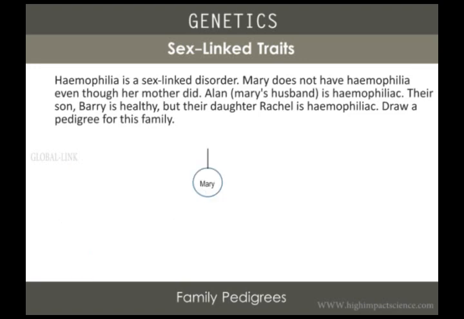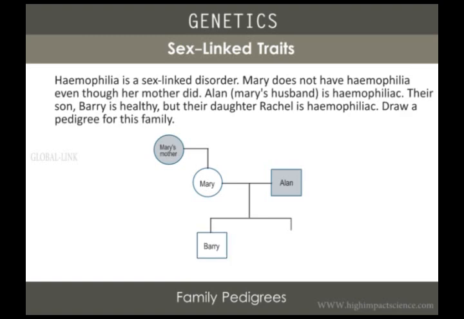We start with Mary. She doesn't have hemophilia, but she could be a carrier. We don't know. So we leave the circle unshaded. Her mother was hemophiliac, so a shaded circle. Mary is married to a man called Alan, who is hemophiliac, so a shaded square. They have 2 children. The son Barry is healthy, so we have an unshaded square. But their daughter Rachel is hemophiliac, and so a shaded circle.